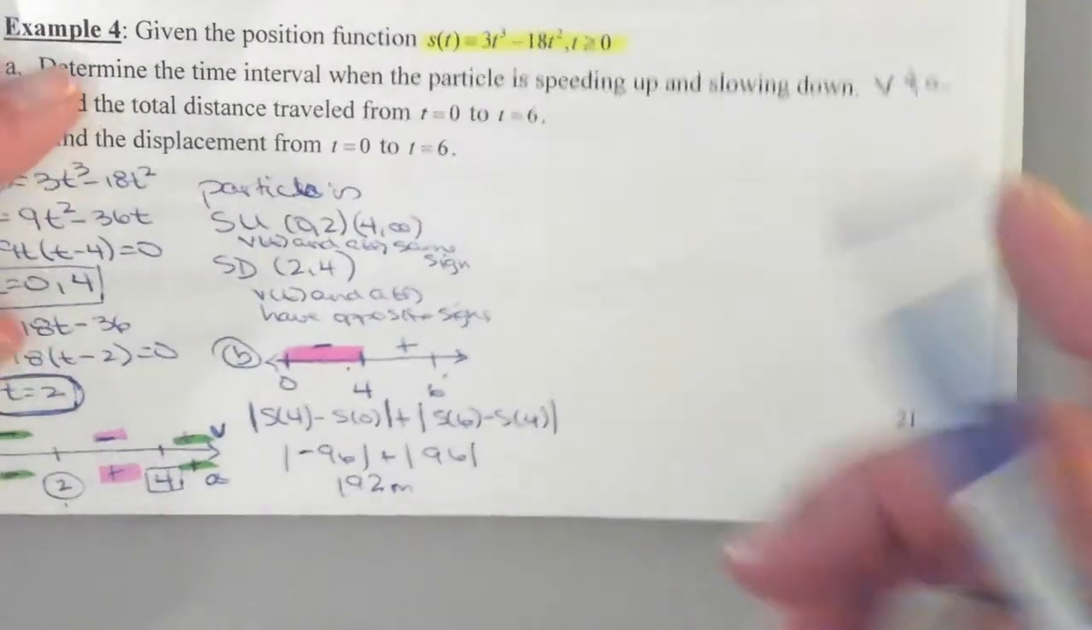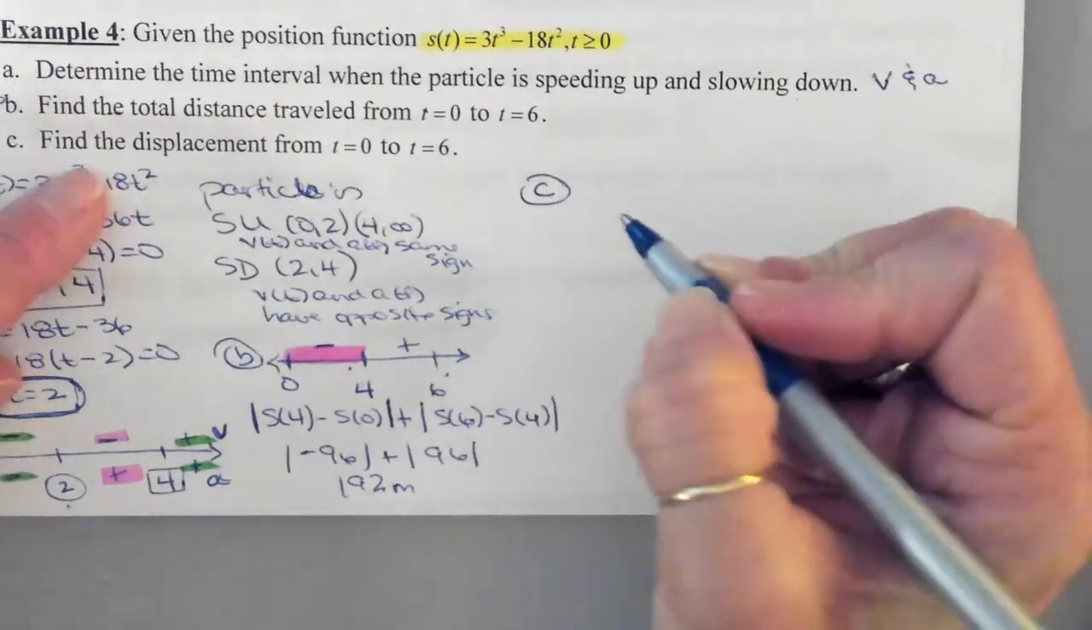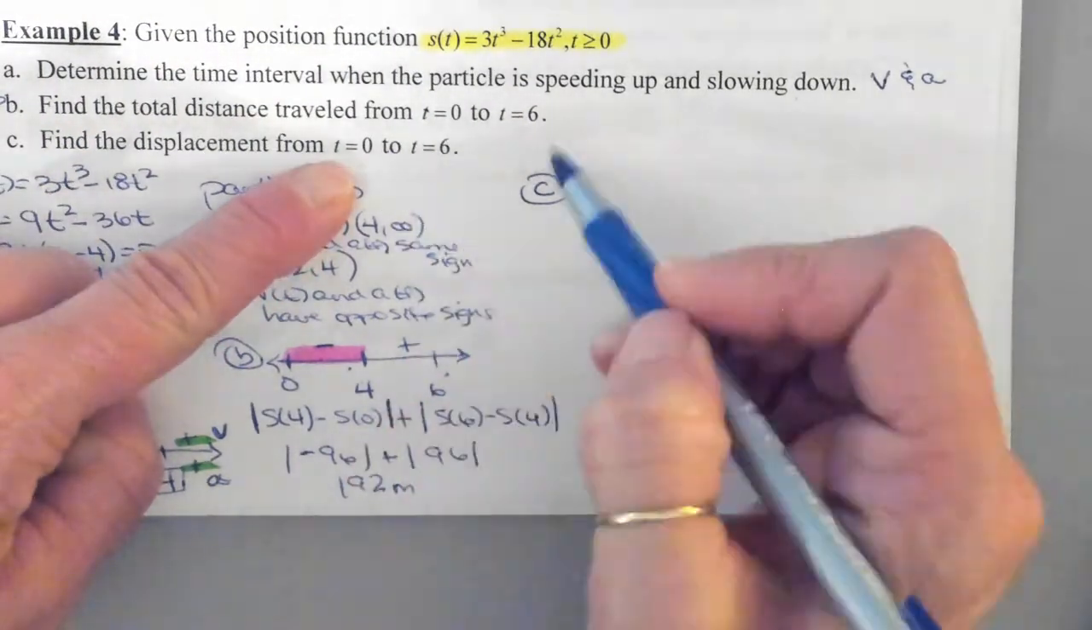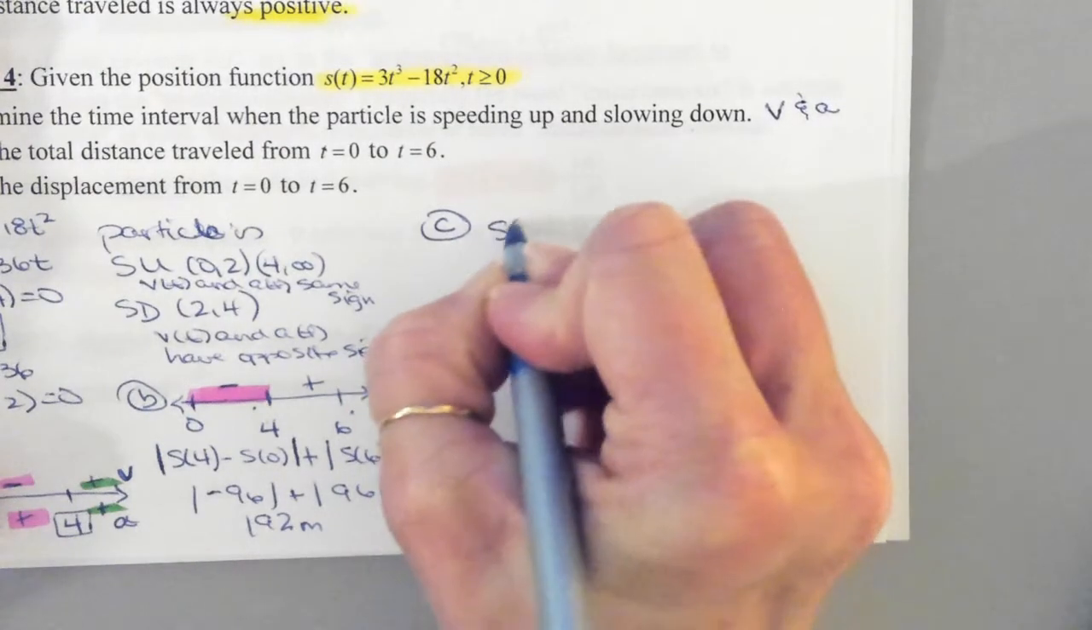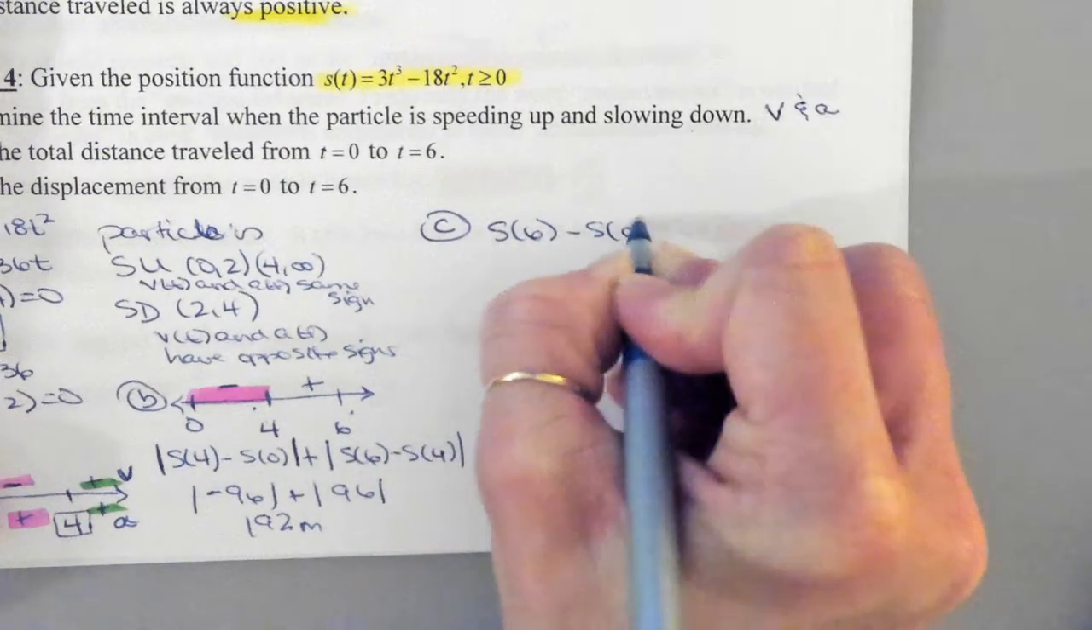Here's the last piece, part C. Find the displacement from time 0 to time 6. If I go to the top, it's the end minus the beginning. So I would just have to evaluate S of 6 minus S of 0.